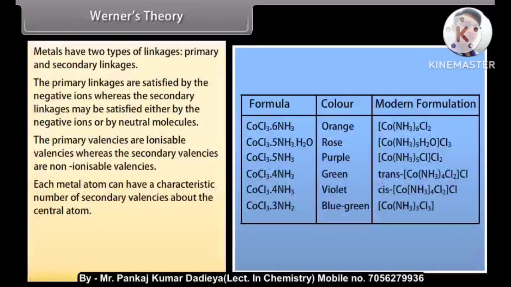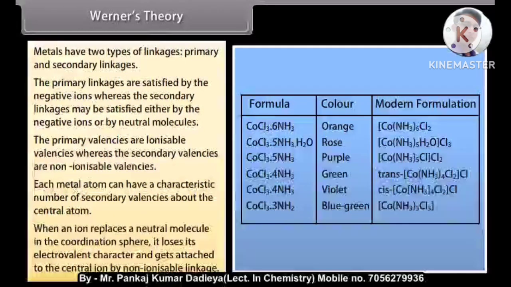Not only the neutral molecules are coordinated to the central atom, but ions may also be coordinated in the same fashion. When an ion replaces a neutral molecule in the coordination sphere, it loses its electrovalent character and gets attached to the central ion by non-ionizable linkage.